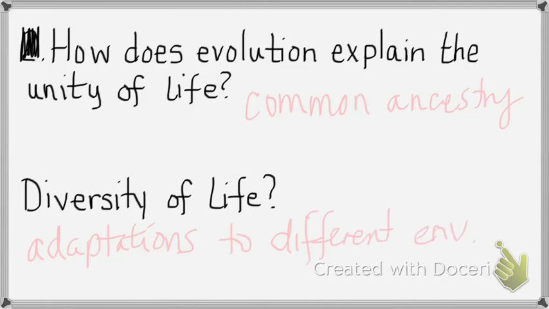Indeed, if the Earth had very few environments, we would not have the diversity of life that we do have on Earth today. But we have thousands of different kinds of environments.